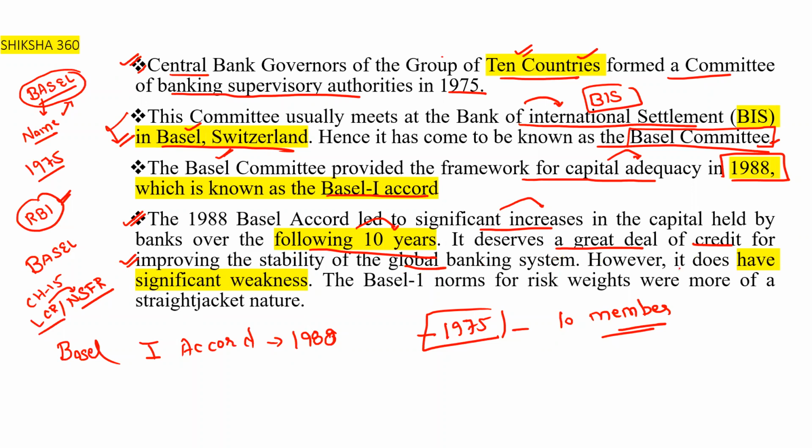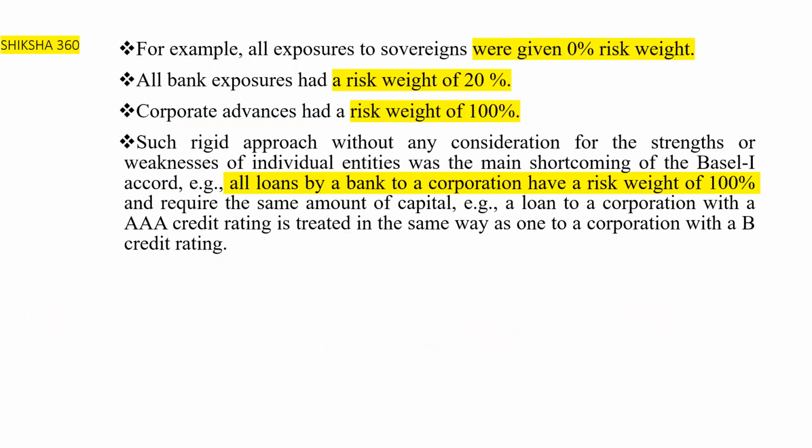However, it does have significant weaknesses. When any new thing is formed, if it has some positive points, it has some negative points also. Now we have to discuss what the negative points under Basel 1 are. The Basel 1 norms for risk weights were more of a straitjacket nature. What is the meaning of that? Let's discuss. Very, very important, and you will get a 1 mark question from this.